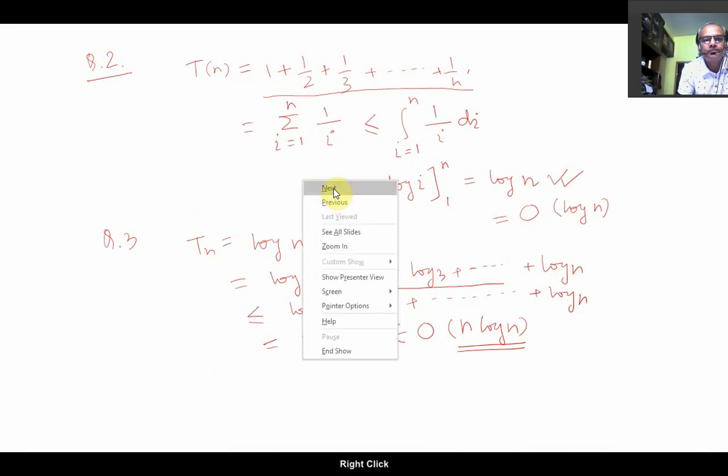Go to the next slide, and then the question is basically question number 4. T(n) is equal to T(square root of n) plus 5. It can be 5, 6, 1, 100, anything. It is a constant. For any constant, the solution is the same. Just you see this. How do you solve this?